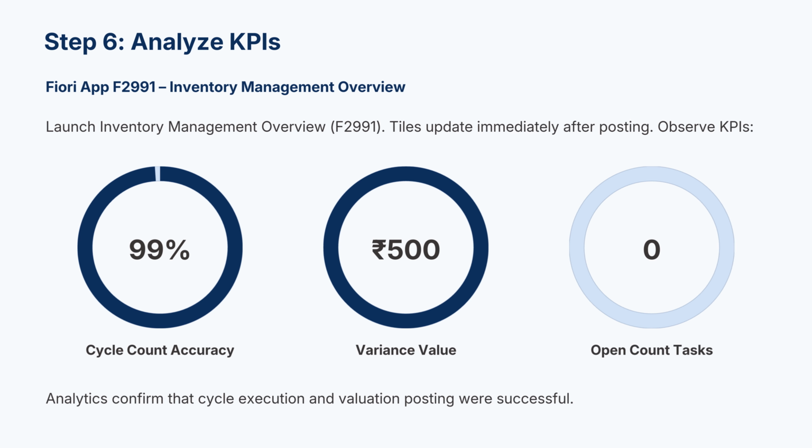Step 5. Monitor results F5112A. Now return to monitor physical inventory documents. The document status should now display as posted. The difference quantity column shows negative 5 pieces. Supervisors can click to drill down into details or print the document for audit purposes. This transparency ensures compliance and accountability at every step.